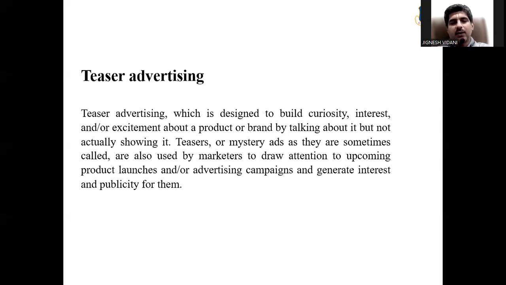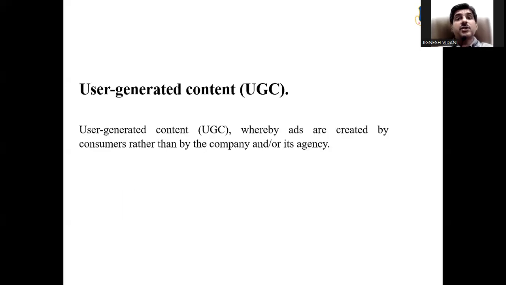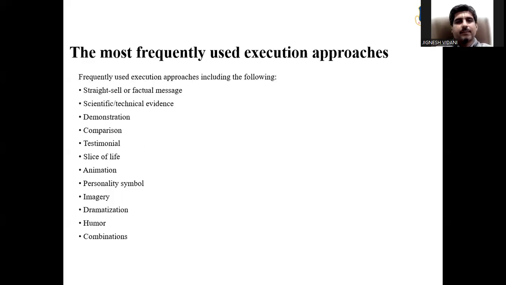Teaser advertisement. These are designed to build curiosity, interest, and/or excitement about a product or brand by talking about it but not actually showing it. Teasers or mystery ads are sometimes used by marketers to draw attention to upcoming product launches and/or advertising campaigns and generate interest and publicity for them. User-generated content, whereby ads are created by consumers rather than the company and/or its agency.